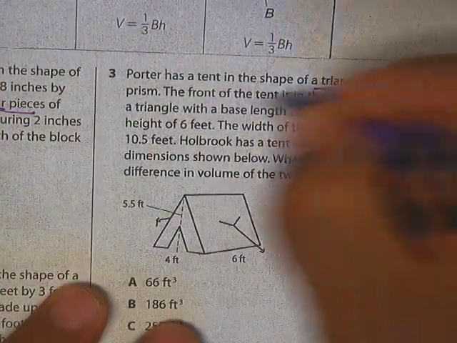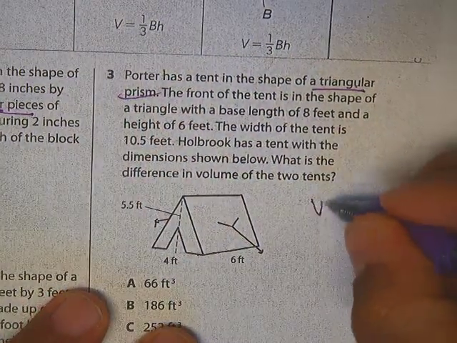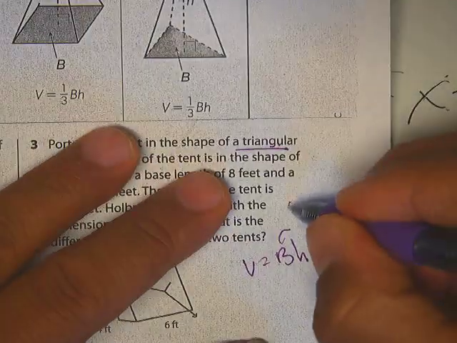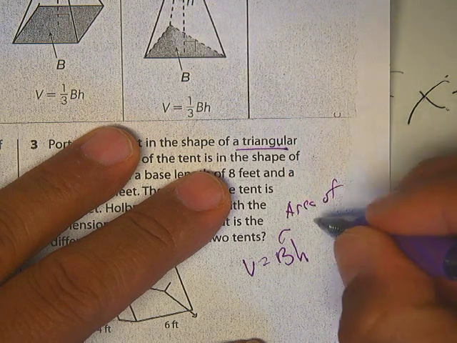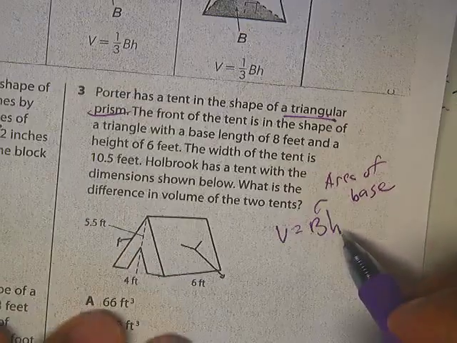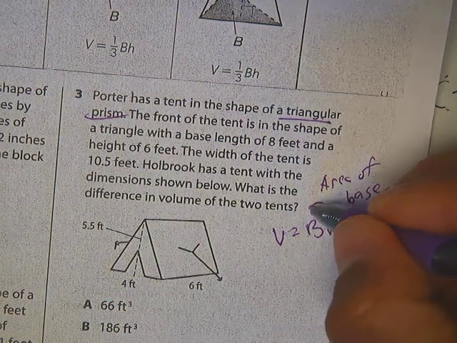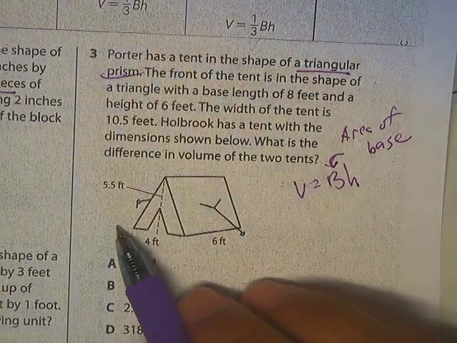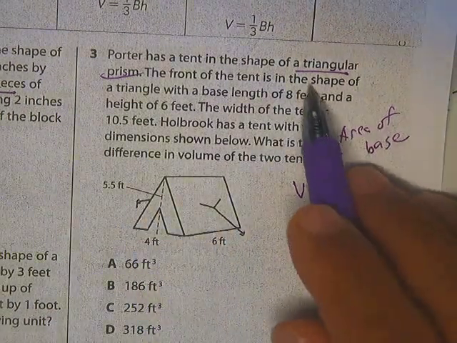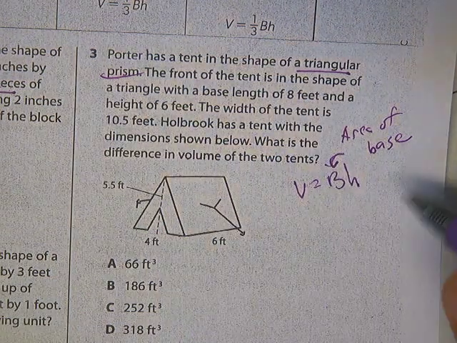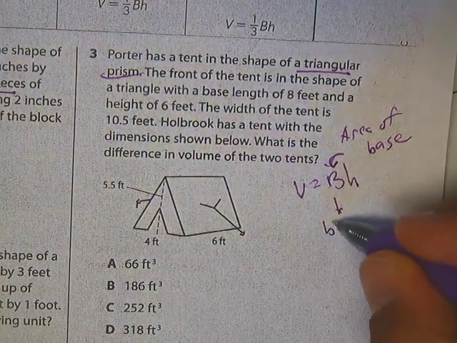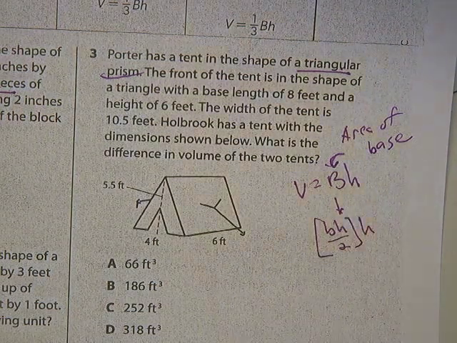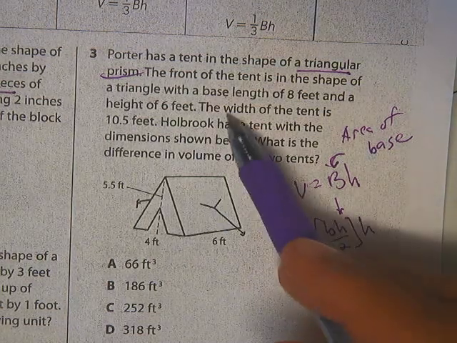Number 3. Porter has a tent in the shape of a triangular prism. Again, it tells you it's a prism, so we're going to use the equation volume equals the area of the base times the height. Remember, the capital B stands for the area of the base. Because it's a triangular prism, my base is a triangle. So actually the capital B is the base times height divided by 2, times the height of the prism.